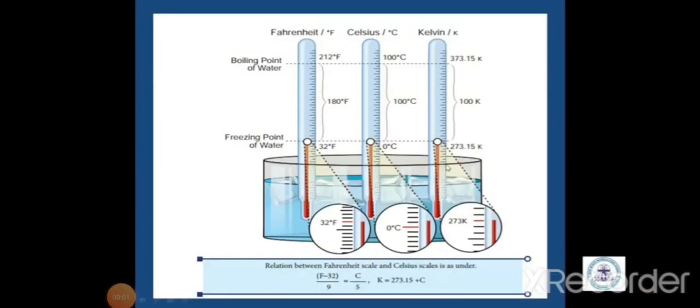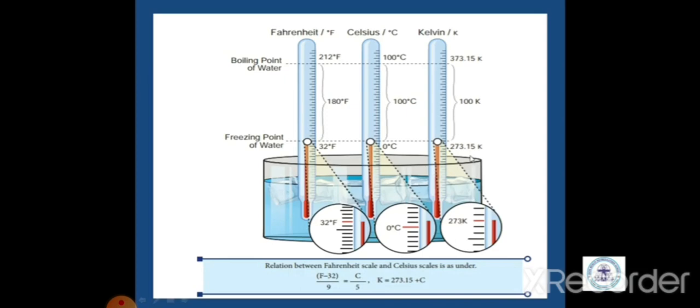Next is how to measure the temperature in Celsius scale and how it can be easily converted to Fahrenheit and Kelvin scale. The Celsius scale is 0 degrees Celsius to 100 degrees Celsius. The degree of interval is 100. Then Fahrenheit, 32 degrees Fahrenheit to 212 degrees Fahrenheit. The degree of interval is 180 degrees Fahrenheit.